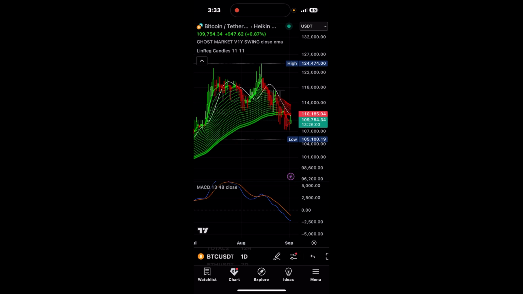Okay, so there's basically three indicators set up here. The first one being Ghost Market Pro Swing. If you guys want to get that one, I'll put a link below. It's a paid indicator. You're going to need the Ghost Market Pro Swing for that.